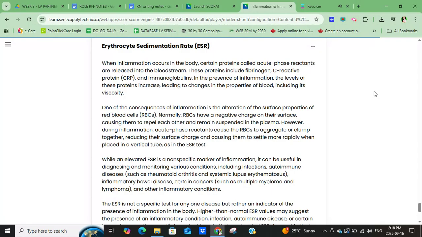Normally, RBCs have a negative charge on their surface, causing them to repel each other and remain suspended in the plasma. However, during inflammation, acute phase reactants cause the RBCs to aggregate or clump together, reducing their surface charge and causing them to settle more rapidly when placed in a vertical tube, as in the ESR test.